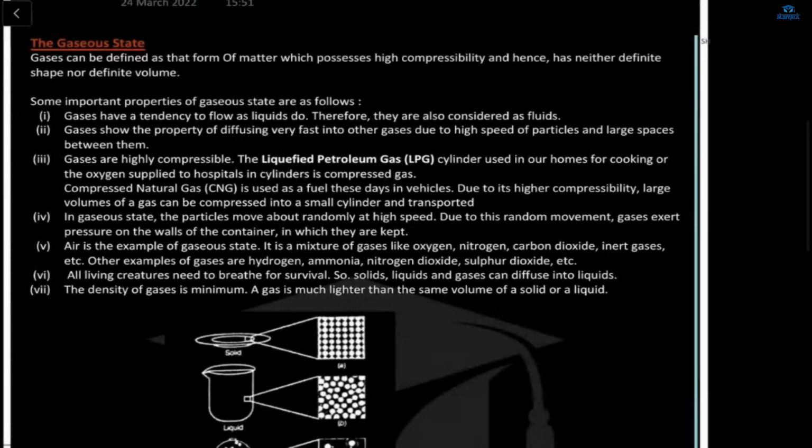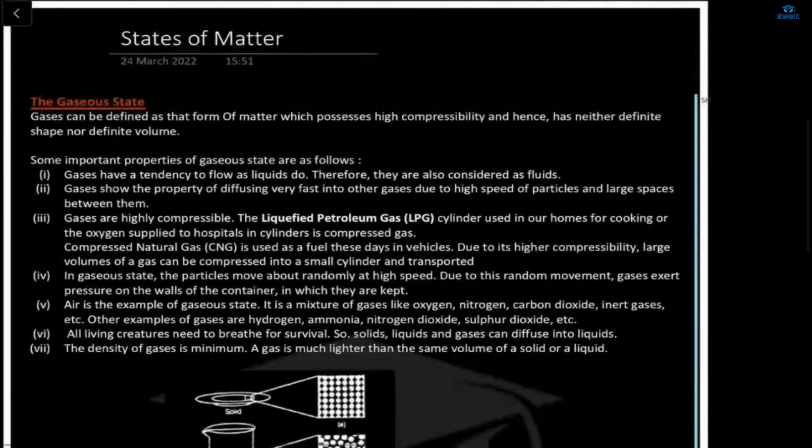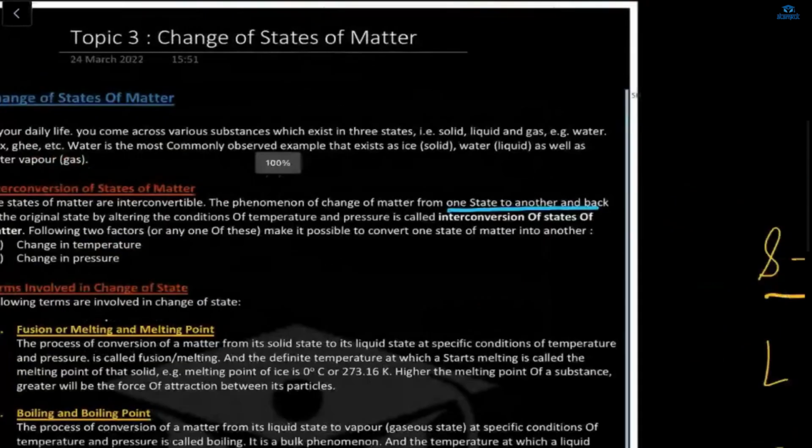These are the notes, Shreya. So the same thing we have already discussed, about gas, about solid, about liquid. Yes. Next, this is very important.